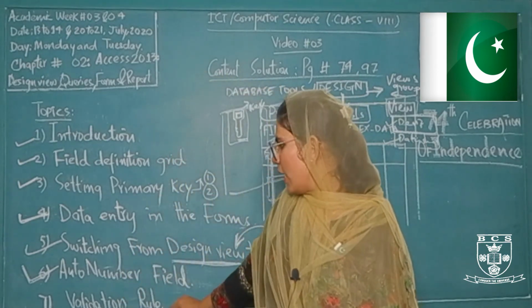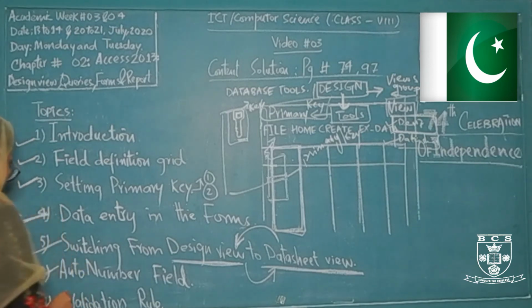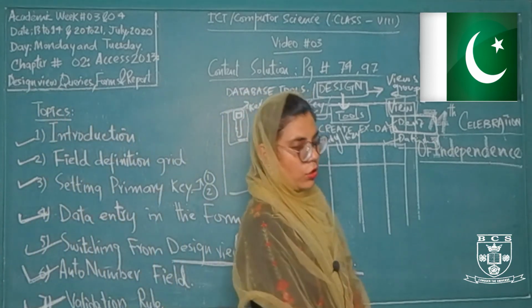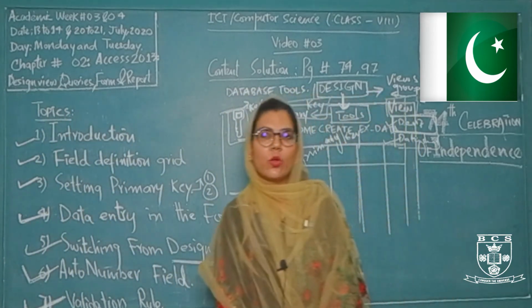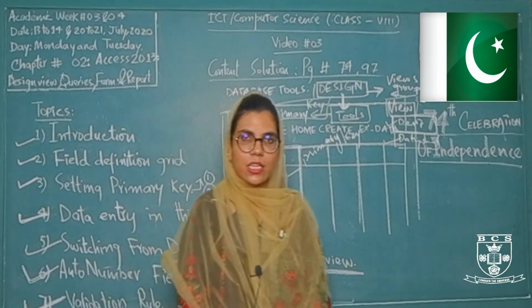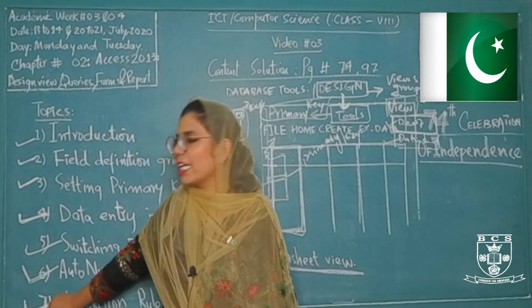Now today's last topic is the validation rule. What is a validation rule? With the help of this option, we assign a particular limit to our data, or to the values of the data that we can enter. It means this shows our data in a limited form.